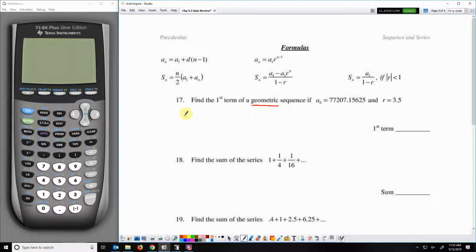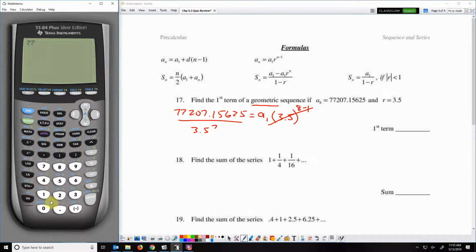So a sub 8 is 77,207.15625, which equals a1, which is what we're looking for, times r, which is 3.5, to the n minus 1, or 8 minus 1 power. So in order to cancel this out, I need to divide by 3.5 to the 7th power.